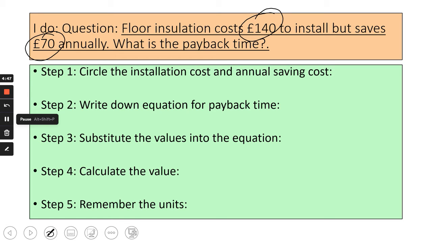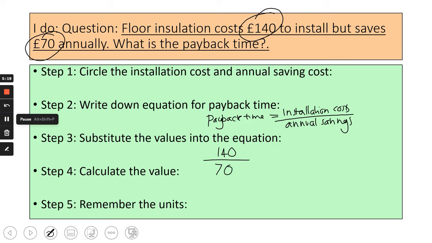Step 2, write down the equation for payback time. So payback time equals installation costs over annual savings. So I now want to substitute the values into the equation. As you can see, our installation cost is £140 and our annual savings is £70. I want to calculate this value, which would be 2. And as step 5, I need to remember the units. So payback time is in years.